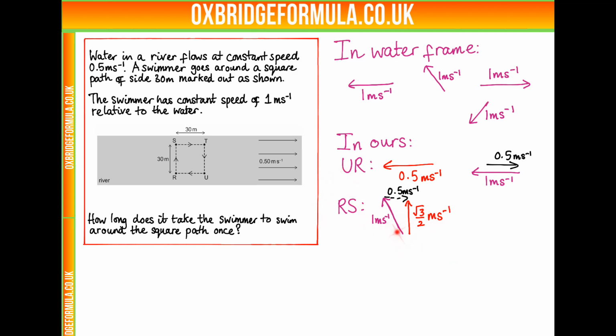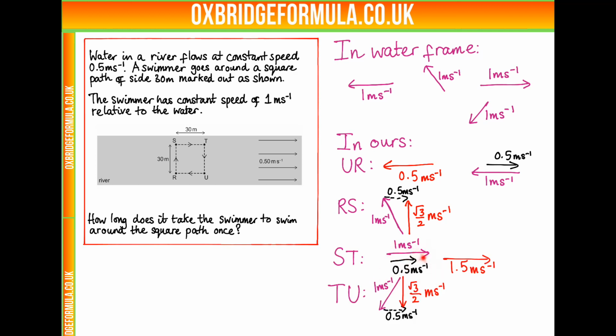Then the next part is also quite simple to calculate. So we have 1 meter per second add 0.5. Now, because they're travelling in the same direction, we have 1.5 resultant. And then from T to U, in a similar way to RS, he's now moving southwesterly, so that the water takes him back in this direction, so that he's moving directly downwards overall.